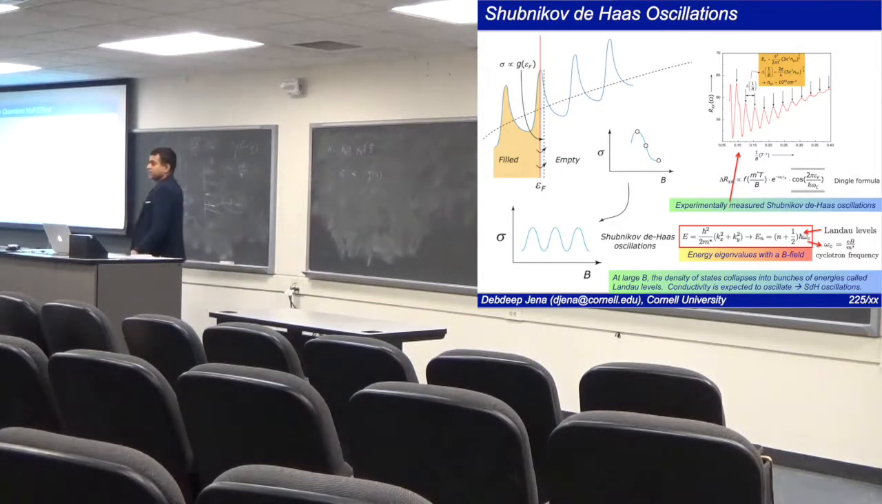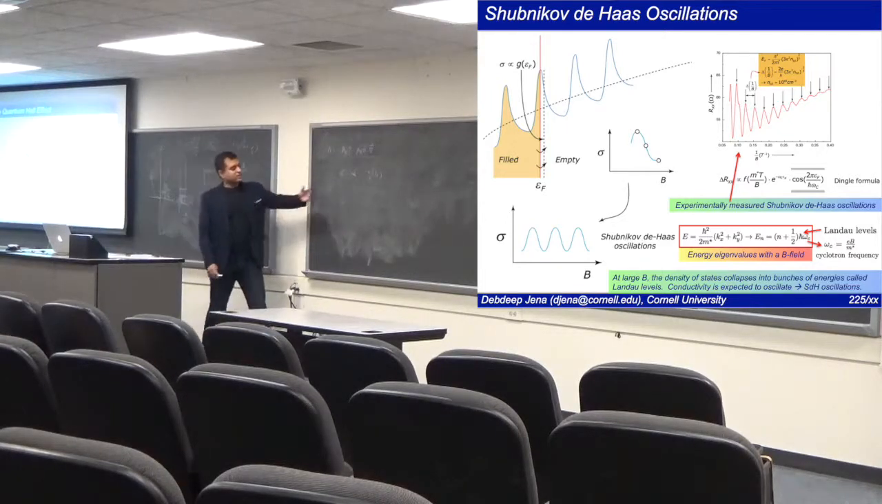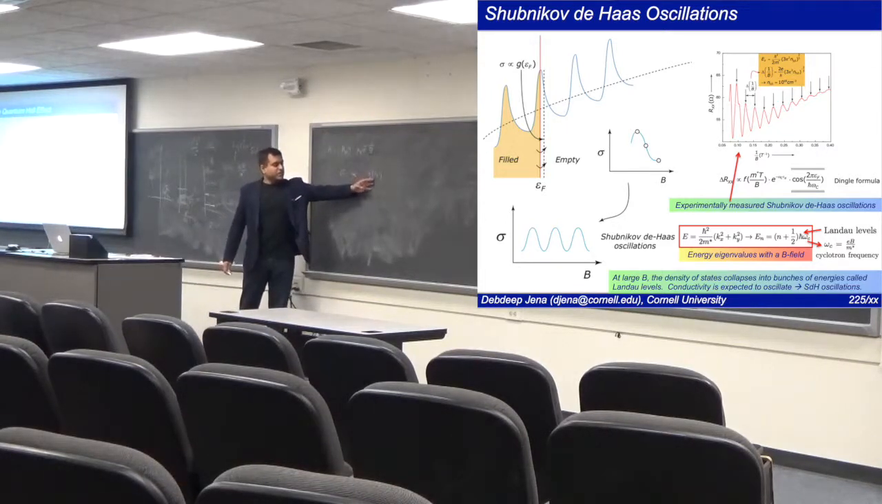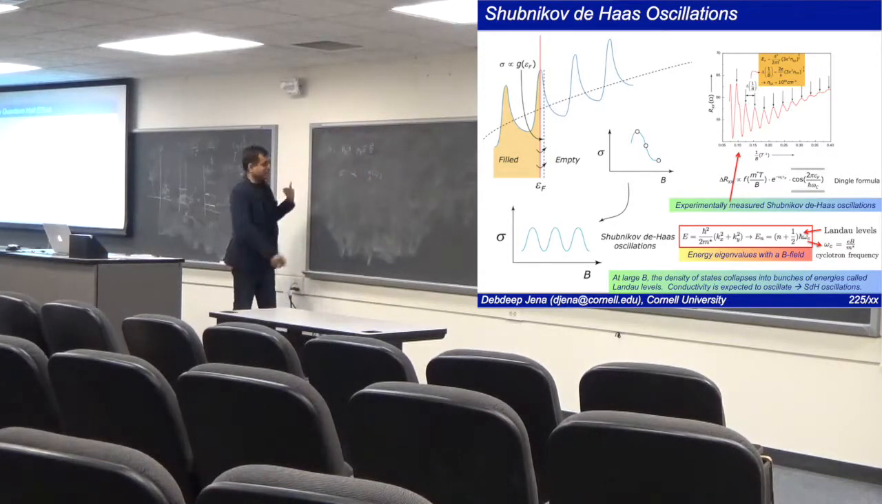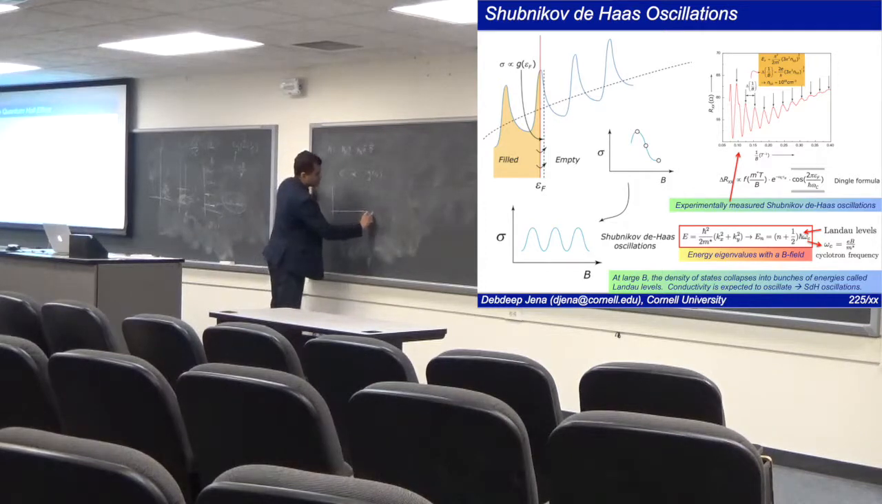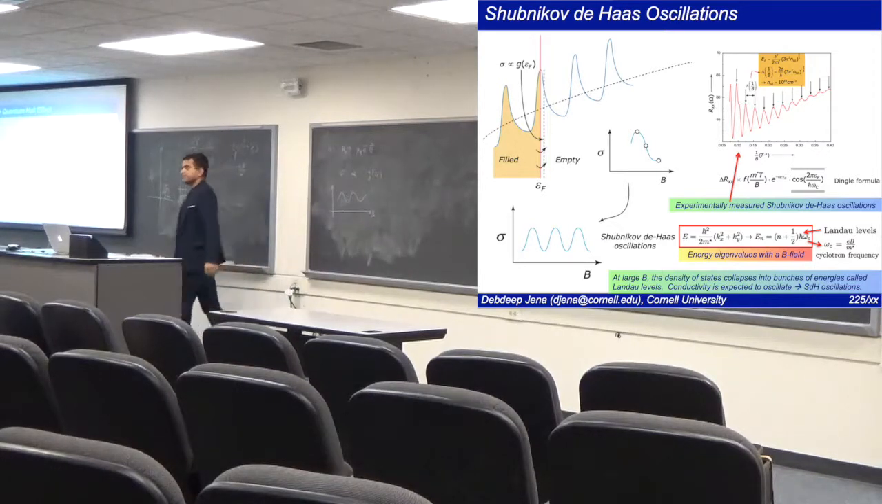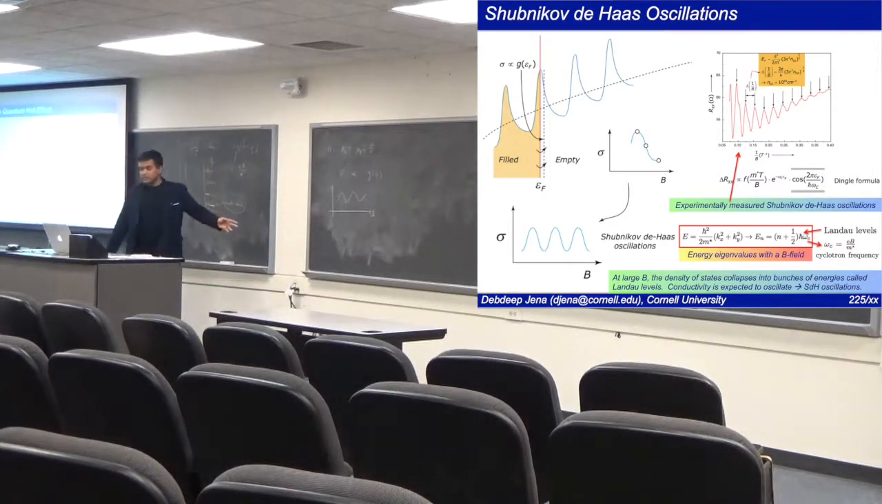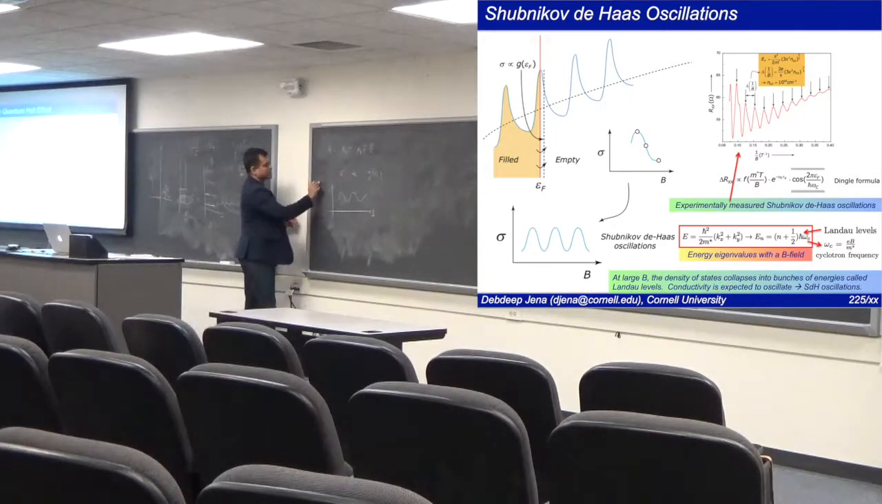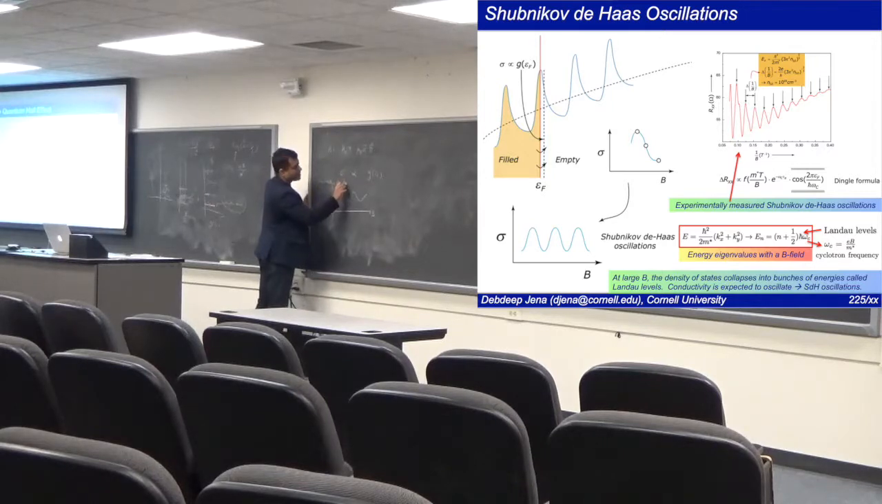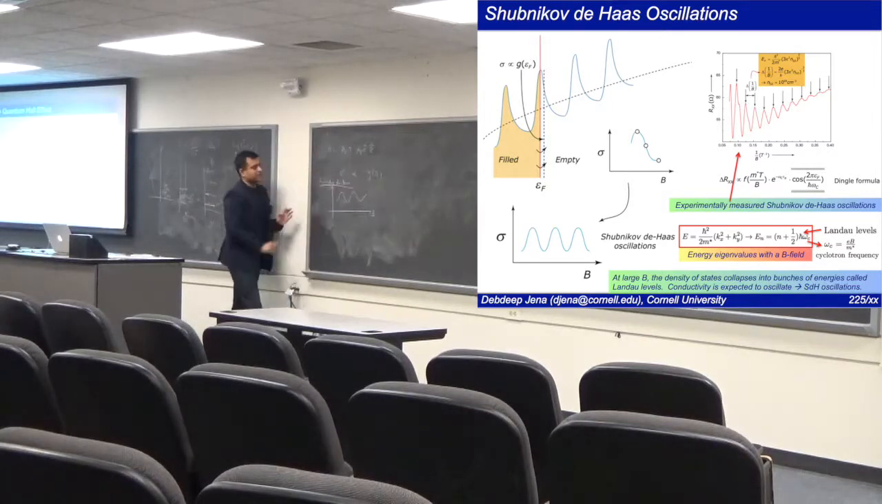Electrical conductivity, when you measure resistance and things like that, is proportional to how many electrons are there at the Fermi level, and the maximum electrons you can put is the density of states. So as a result, what you expect qualitatively is that as I change my magnetic field, my conductivity should oscillate. And this is called a Shubnikov-de-Haas oscillation. And this was observed way before the quantum Hall effect.